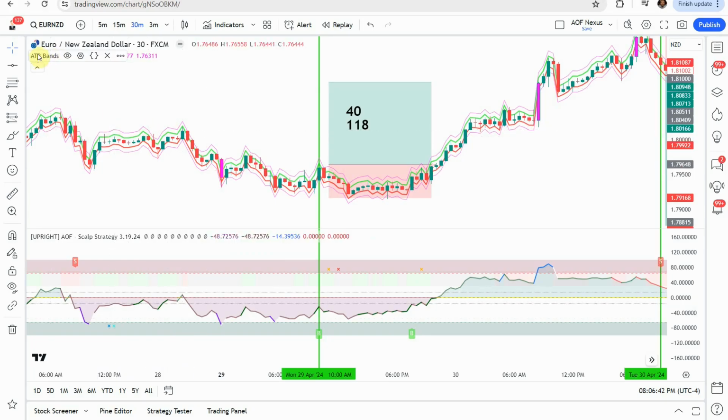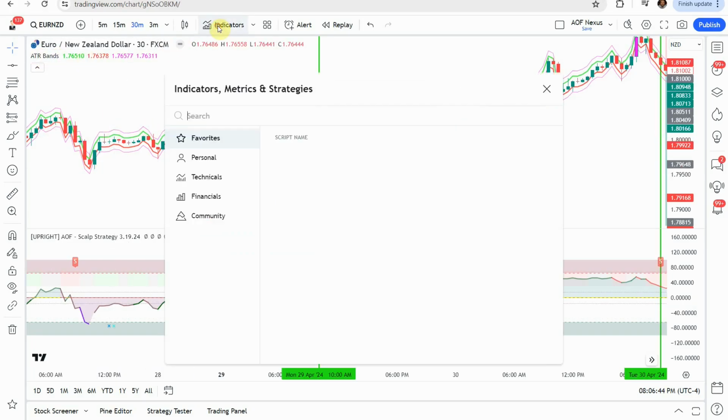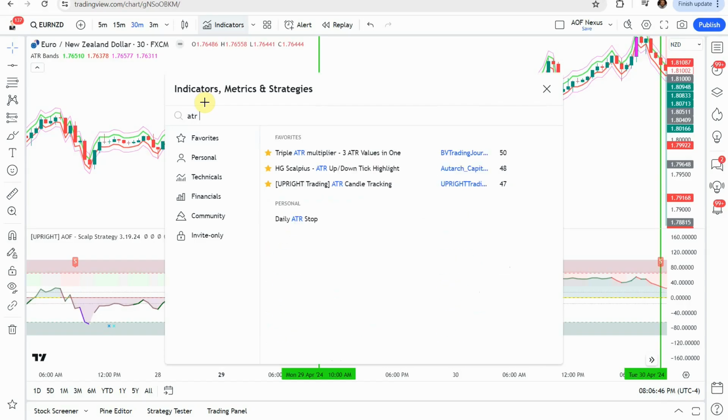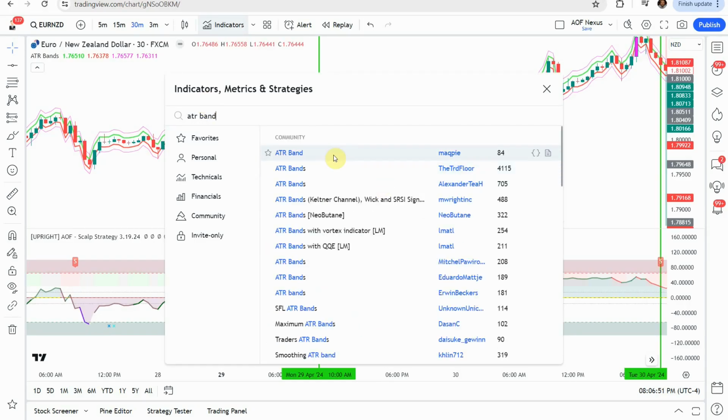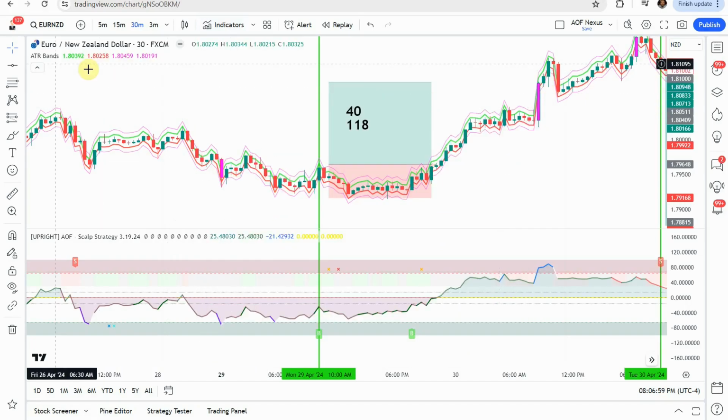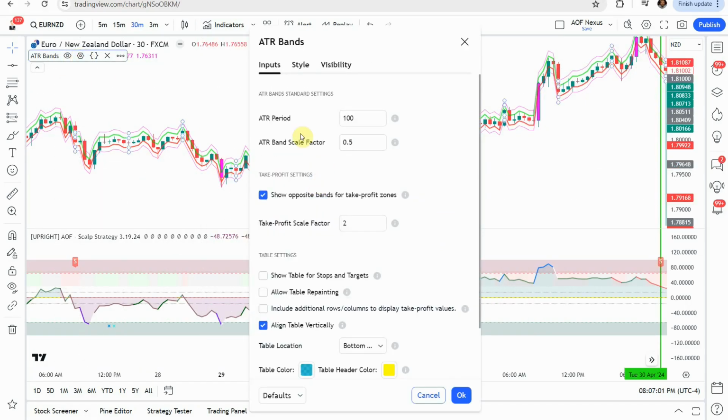The second indicator we have on screen is the ATR bands indicator. If you just type in ATR bands, and the link to this specific one is in the new updated guide, just click on the first one right here by Magpie, add that to the screen, and jump into the settings. We're going to change the ATR period to 100, the ATR band scale factor to 0.5. Then we're going to change the take profit scale factor to 2.